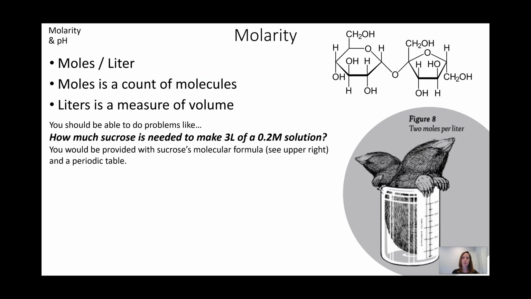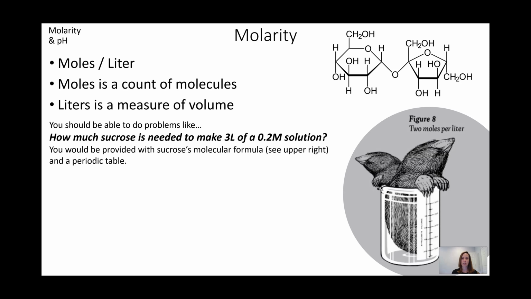All right, let's review molarity. The first question I have for you as practice is to determine how much sucrose is needed to make 3 liters of a 0.2 molar solution. If you need a hint, you should use that molecular diagram in the upper right and also a periodic table.